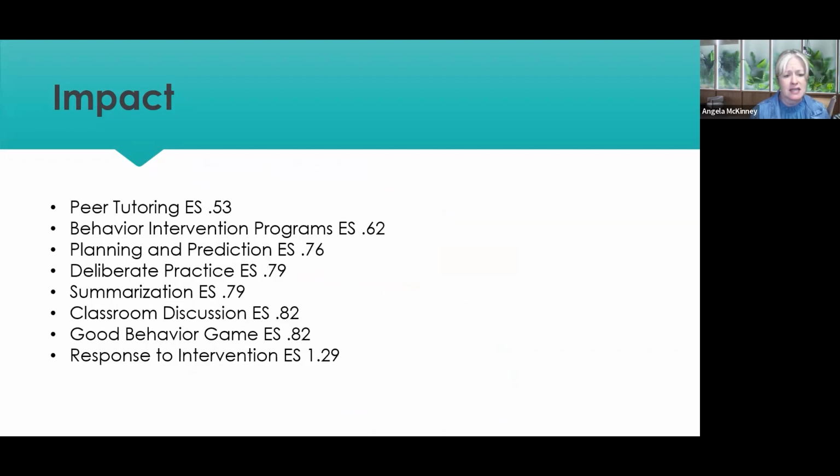So there are a lot of things out there that really have some good promising results behind them. And so you can see these are all quite a bit over 0.4. Some of these things are class-wide intervention based, such as planning and predicting. We can use summarization, the good behavior game, response to intervention. The research on that shows that just by going through that kind of process, 1.29. That's huge. That's absolutely huge. So a lot of good things that we can do.